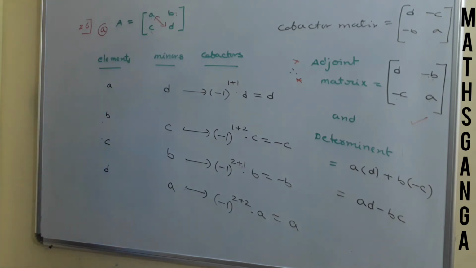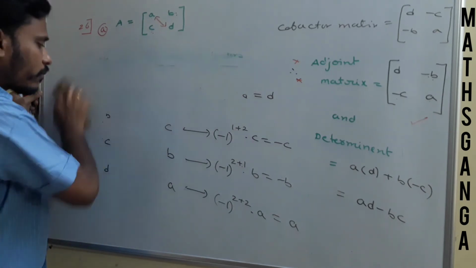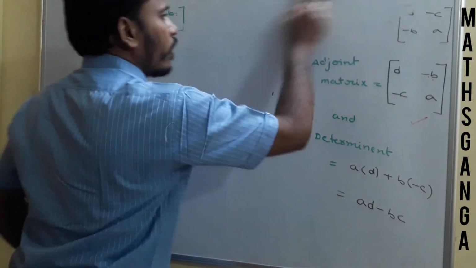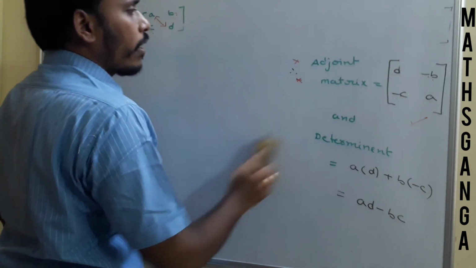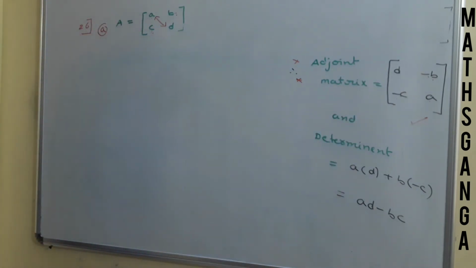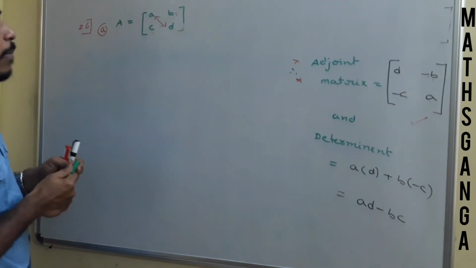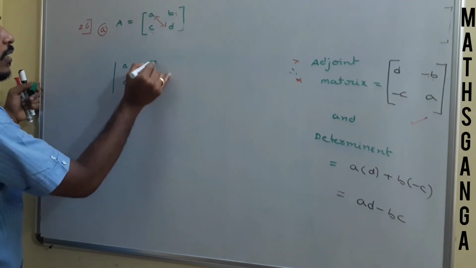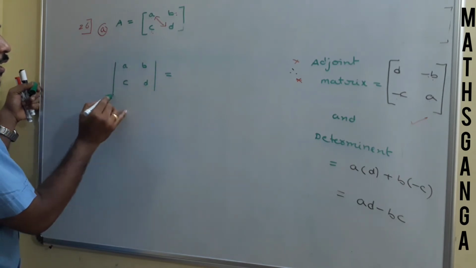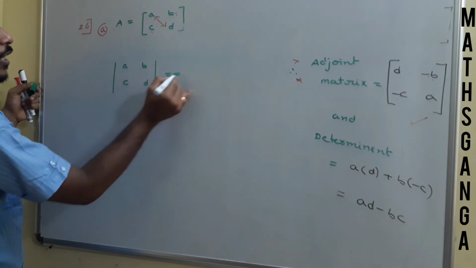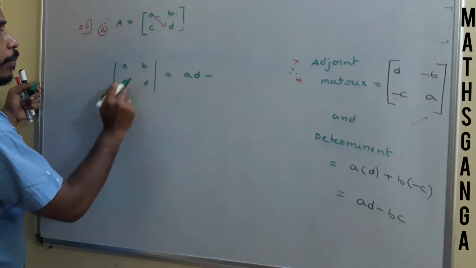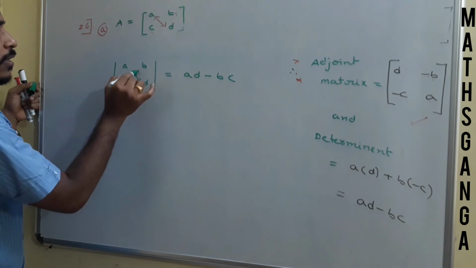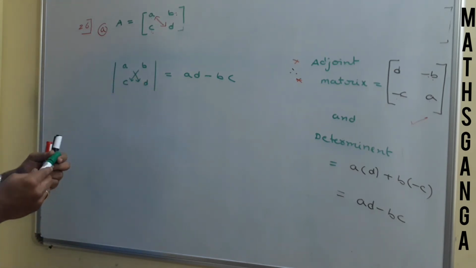At the end, with all this theory, you just don't make this table every time. If you need the adjoint, you just memorize this logic, and if you need the determinant, you just memorize it directly as AD minus BC. The determinant of A, B, C, D, this is the notation for the determinant, is simply A into D minus B into C. Just look at it: the product of these two minus the product of these two. That's the simple task to write the determinant.